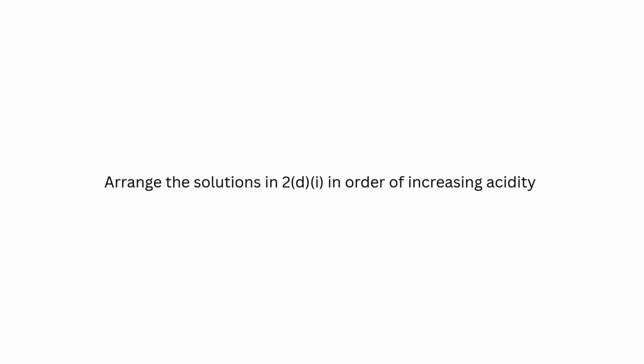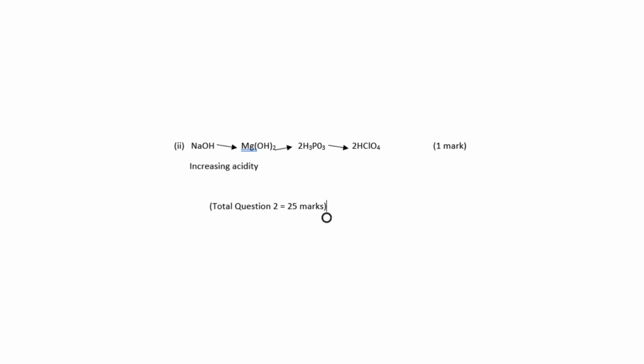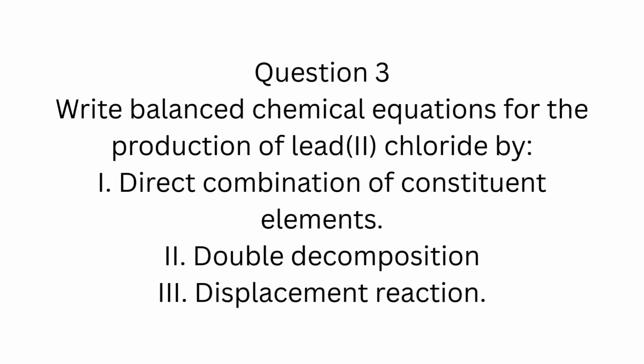So if you're able to get your question 1, you're able to get your question 2, you already started grading yourself, and you know this is my score. Question 3, write a balanced chemical equation for the production of lead 2 chloride by direct combination of constituent elements, double decomposition, or displacement reaction. You're expected to do the 3. And they ask for a balanced chemical equation. Not just writing the chemical equation, balance it.